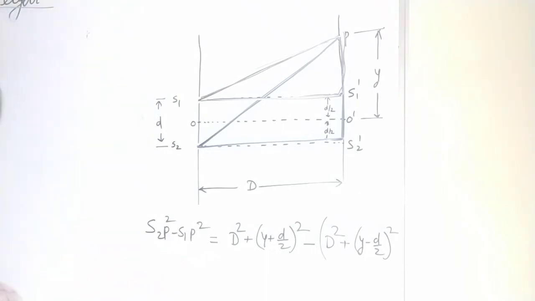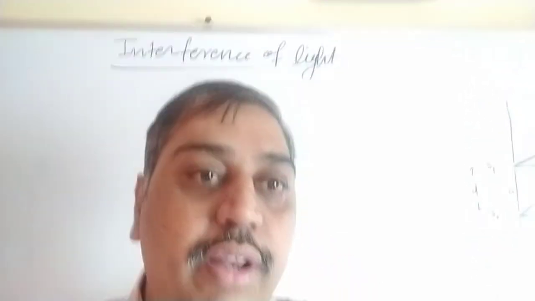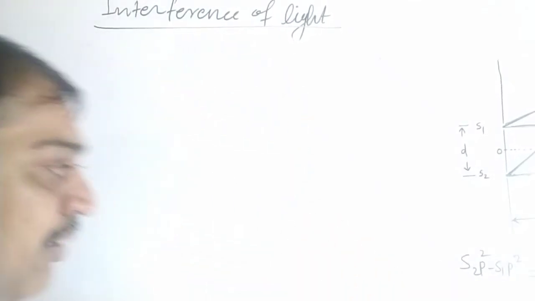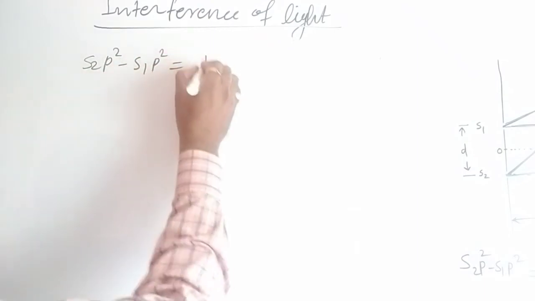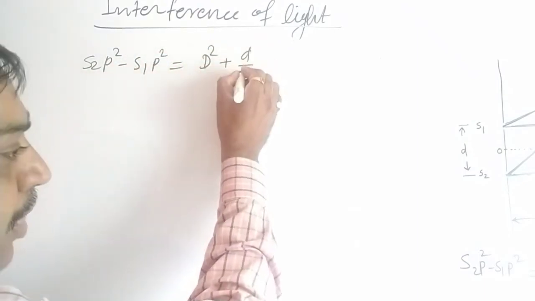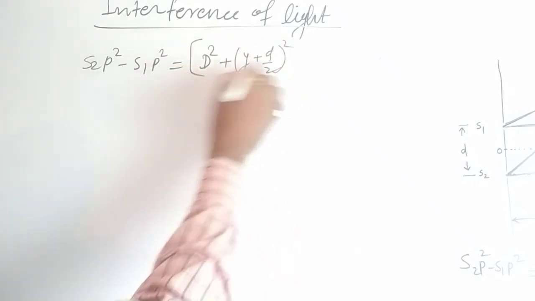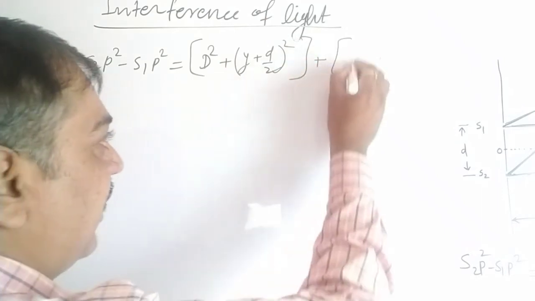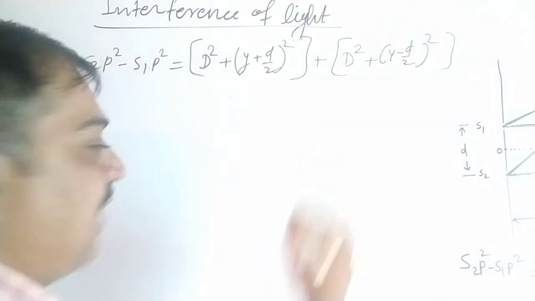Now we have to solve this further for the evaluation, so I will write this on the next side and move my camera to this side. Some modification will be required. Let's write the same equation. S2P square minus S1P square equals the first part, d square plus y plus d by 2 whole square, that is S2P square, plus the second part, d square plus y minus d by 2 whole square, that is S1P square.